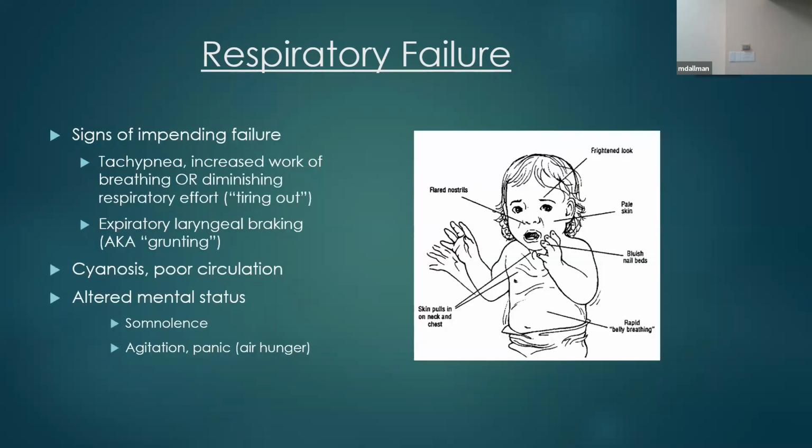That being said, there's some things that might tip you off in a board question, as in real life, as to when to go ahead and initiate non-invasive mechanical ventilation, intubate, that kind of thing. So impending worsening work of breathing or diminishing respiratory effort, the proverbial tiring out. Grunting is kind of ominous. Expiratory laryngeal braking is a fancy term for it. What is grunting?